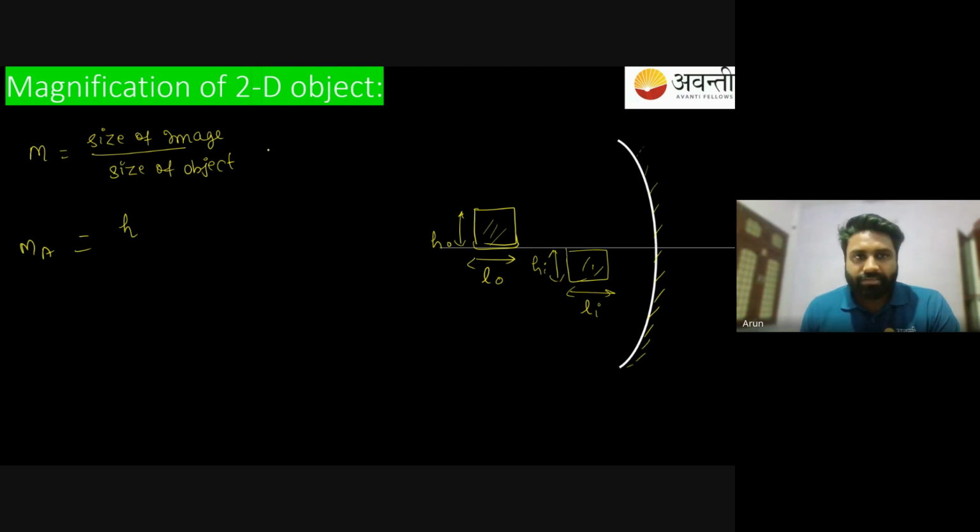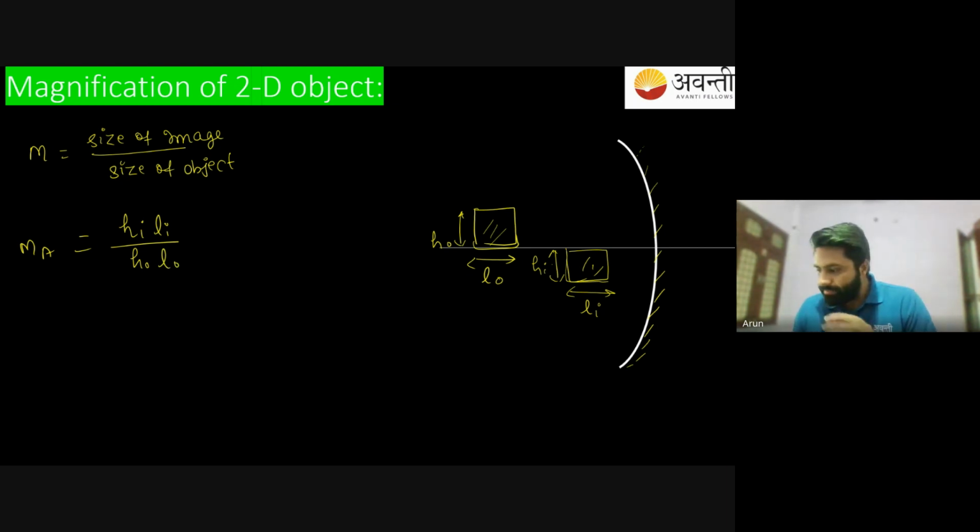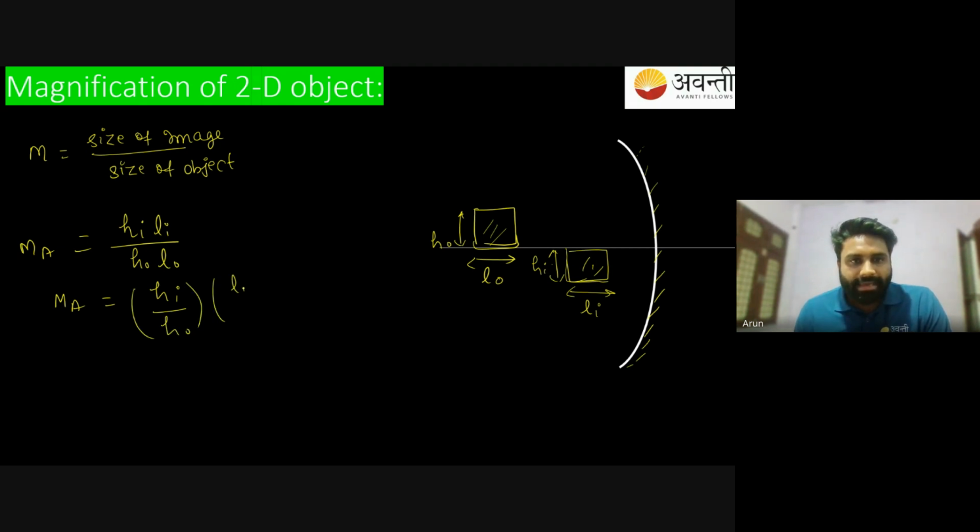So what would we have? Size of image means area of this image. This is the rectangle, so we have length multiplied by the height. So HI divided by HO. If you have any doubt in this, please feel free to ask. Okay, just a sec. So this MA is equal to HI over HO and LI over LO. We have seen this formula somewhere.